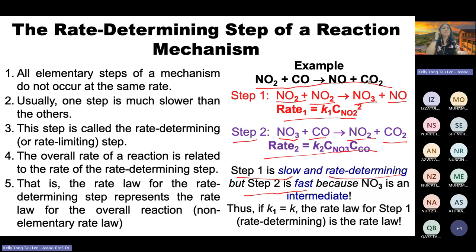Itu saja dia punya penerangan yang paling senang. Kalau elementary rate law, if the reaction obeys elementary rate law, reaction order dia follow stoichiometric coefficient. Non-elementary rate law, dia punya tertib tindak balas, the reaction order does not follow the stoichiometric coefficient.